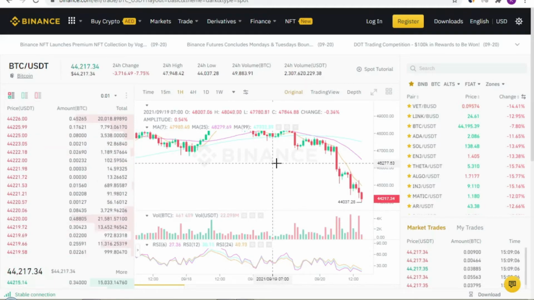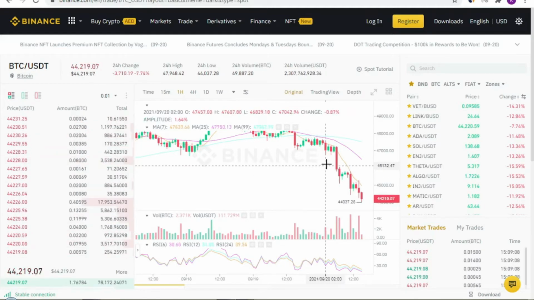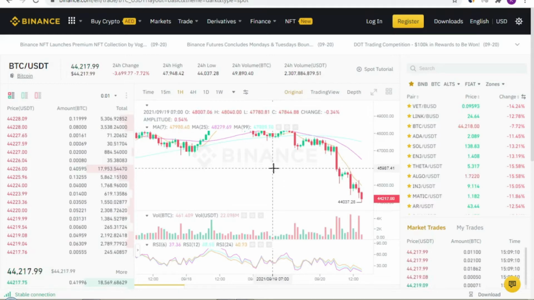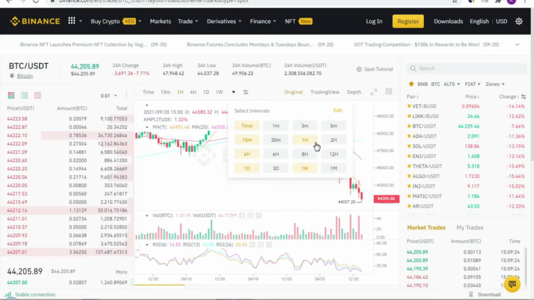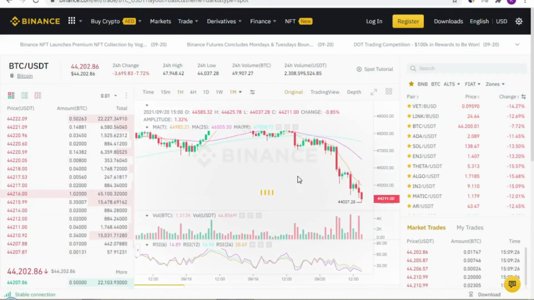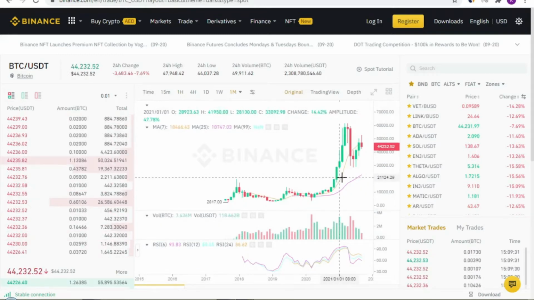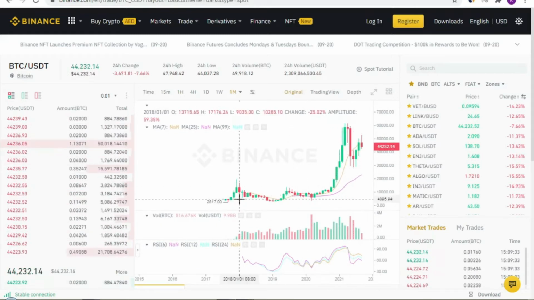The second thing that you have to look at is the trend. What trend are you in? To know the trend, you have to look at the weekly time frame or the monthly time frame. You have to start looking at the monthly time frame. So here we will go here, and here is the monthly time frame.